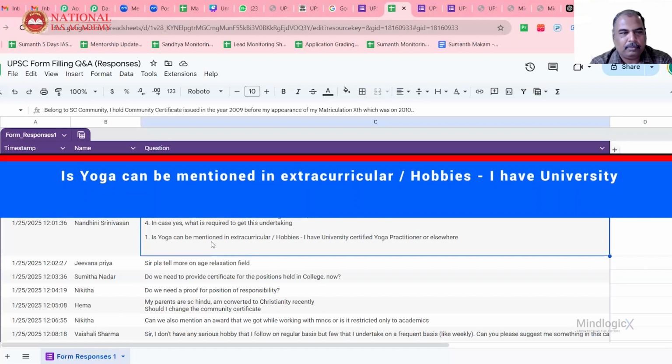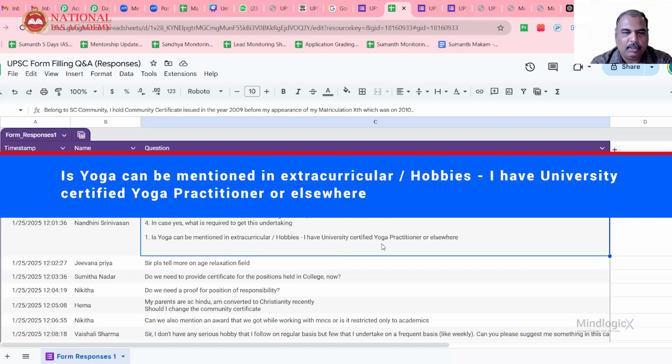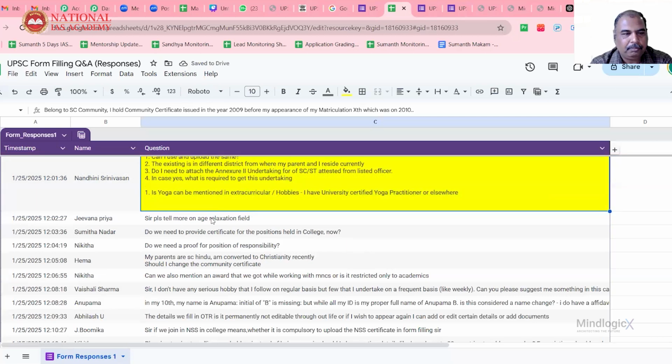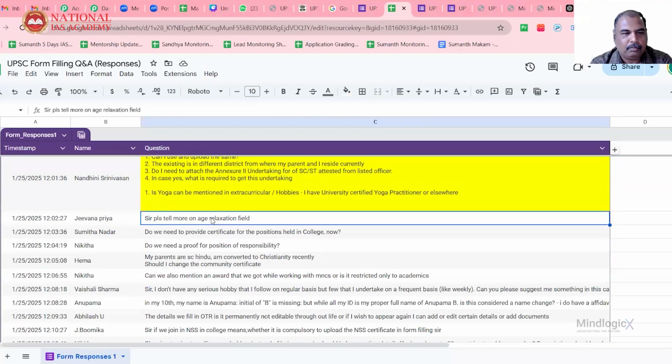And can yoga be mentioned as a hobby? I have a university certificate as a yoga practitioner. Definitely, yes, you can. No problem. Absolutely. Okay. Jeevana Priya, you have to be more specific on the age relaxation aspect. If there's anything specific, please bring it in.